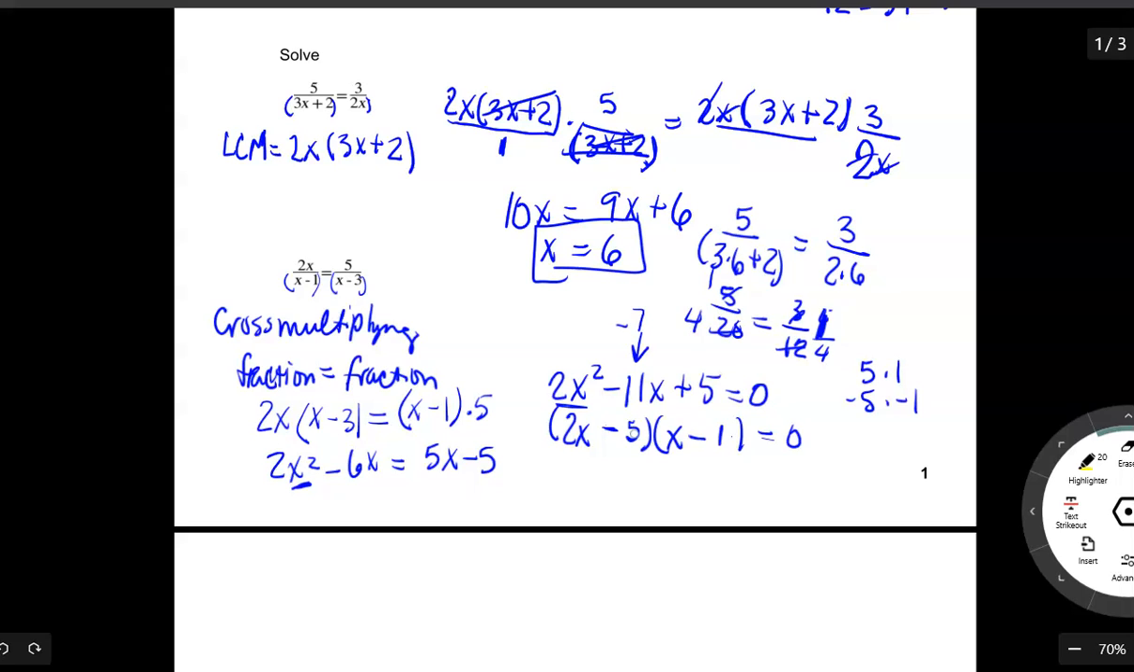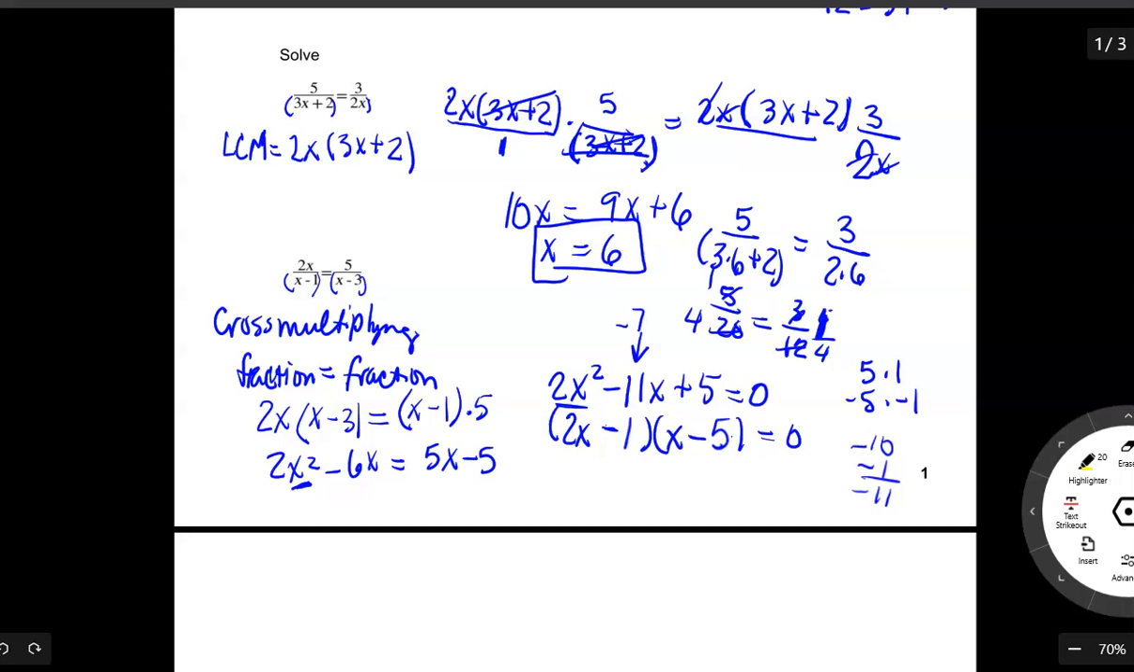So let me erase that. And this time, instead of putting the 5 in the first spot, I'm going to put 1 and then put the 5 over here on the right. And this time I get 2 times negative 5 is negative 10, and negative 1 times x is negative 1x. So that does give me the negative 11 that I want.